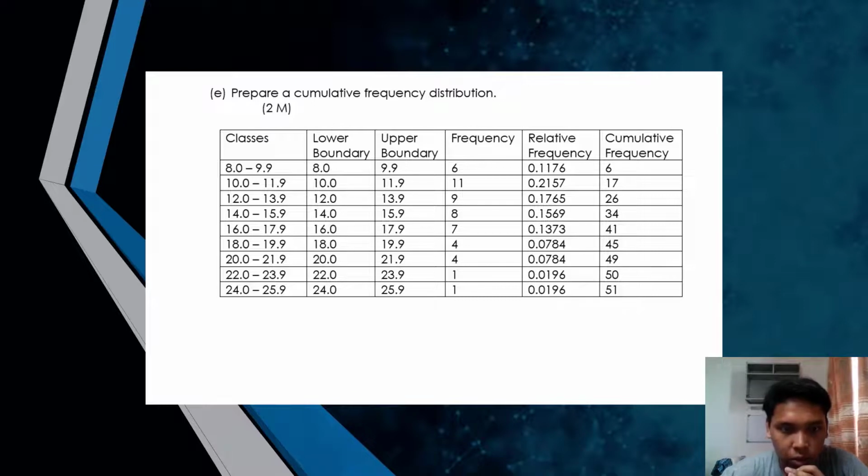Okay, lower boundary we can take from classes. As you can see from classes, there is 8.0 until 9.9. Okay, so that's the lower boundary, the first one, the 8.0, and for the upper boundary is 9.9. So we just refer to the classes column and put it in lower boundary and upper boundary.